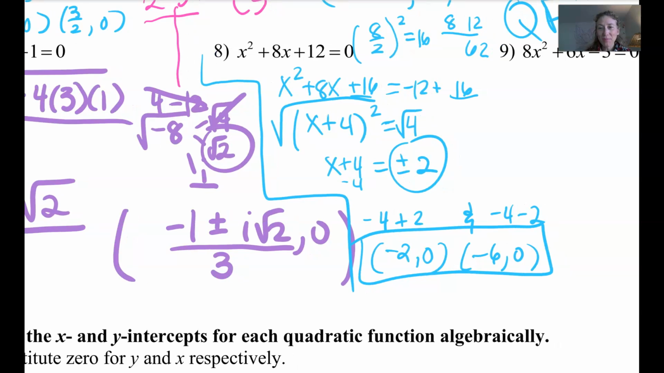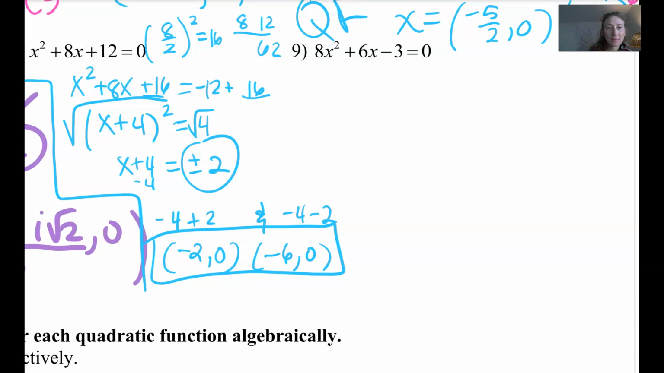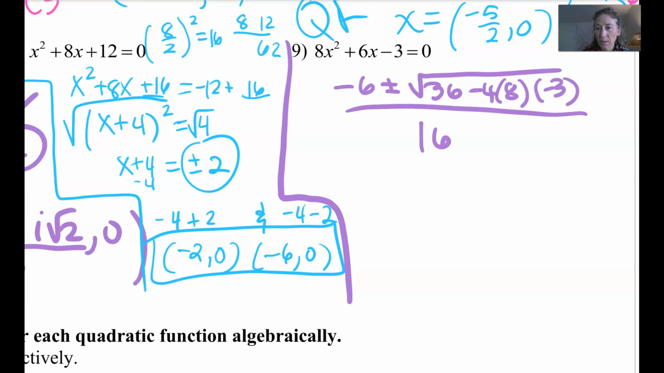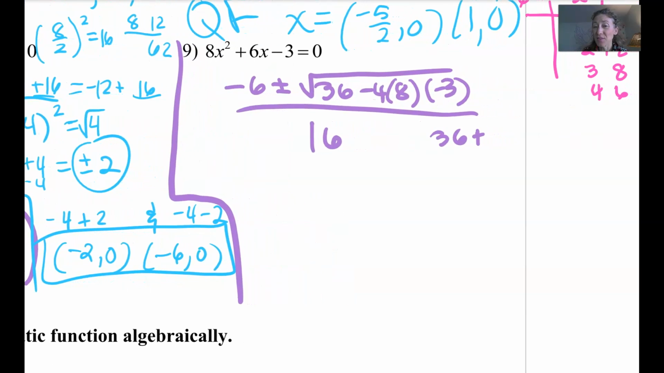All right, our last problem for this is number 9. Back to purple. We're using the quadratic formula here. So that's going to be negative 6 plus or minus 36 minus 4 times 8 times negative 3, all divided by 16. So I have two negatives, negative 4 and negative 3, so I'm going to have 36 plus, and then what number is it? So 4 times 8 is 32. 32 times 3 is 96.